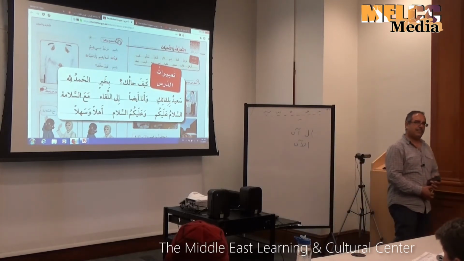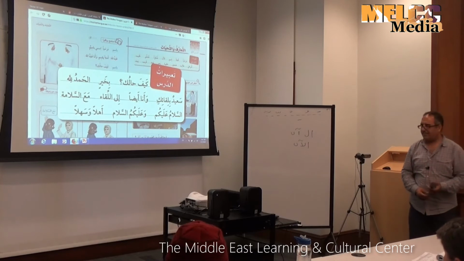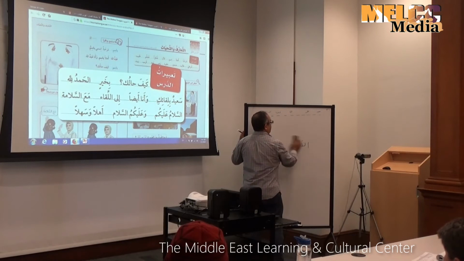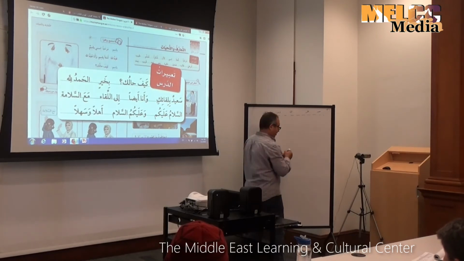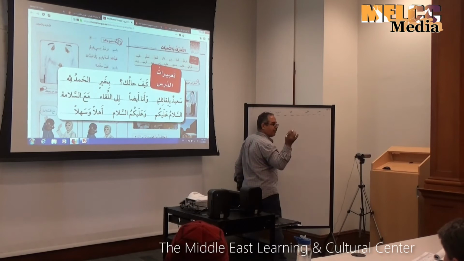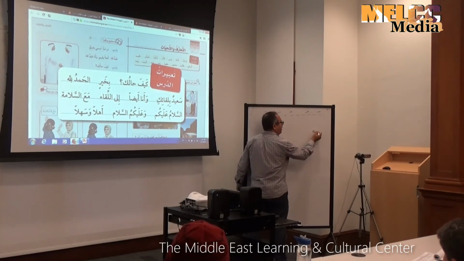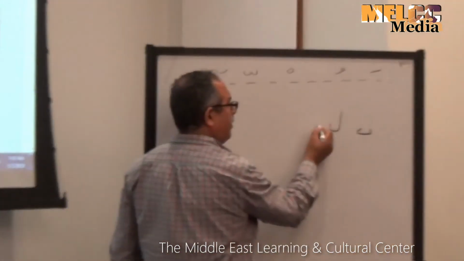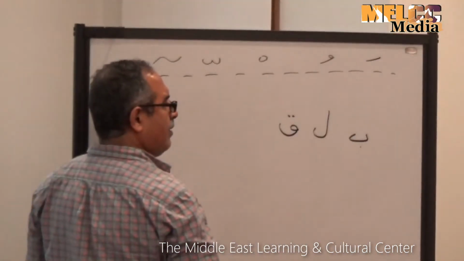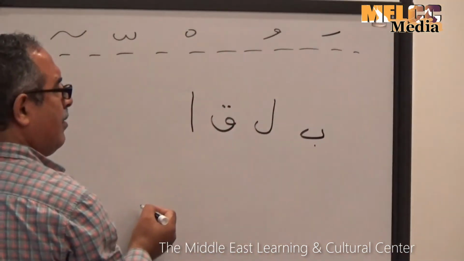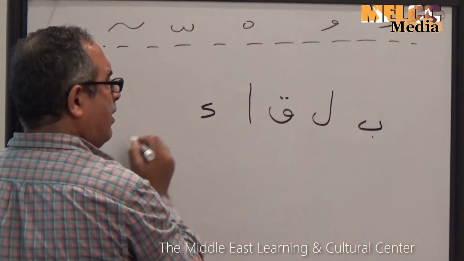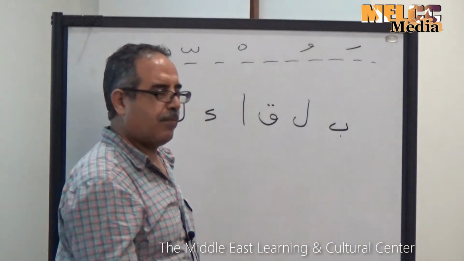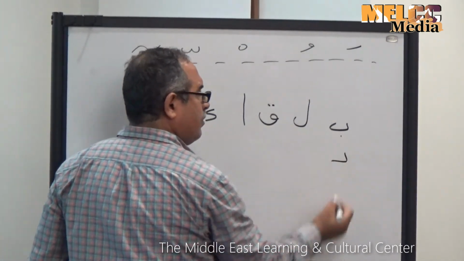Does everybody see that? No? Okay, Hashim, you can. Okay, here. This one is just a long word, I guess. Here, can you tell me the letters? Ba. Then lam. Then what? Then we have alif. Then we have hamza. Then we have kaf. These are the letters separate in this word.